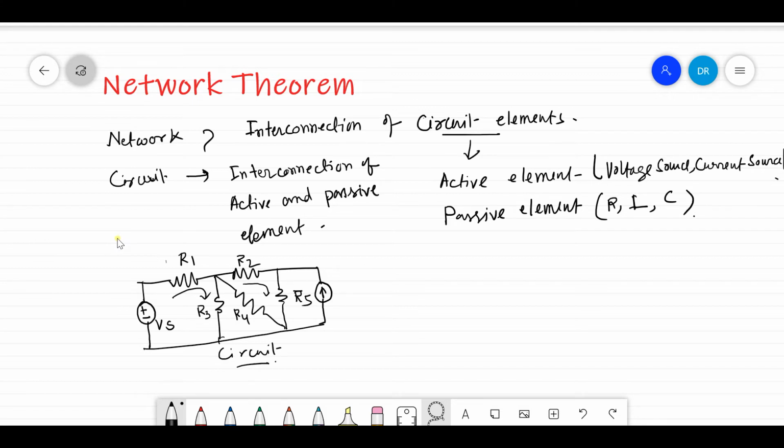Now, what is a node? Node is interconnection of two or three circuit elements. This is node. Then what is a junction? When more than three elements are connected at a particular point, we call it junction.